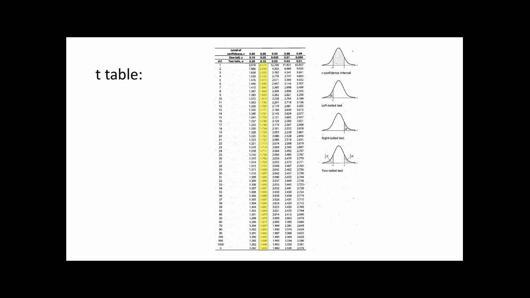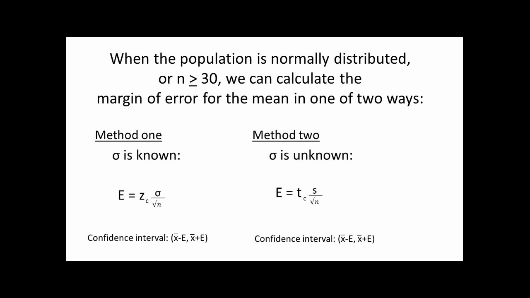Once you have your critical z-score, or critical t-score, it should be straightforward to calculate your margin of error, and then to construct your confidence interval. The low end of the interval is x bar minus E, the upper end is x bar plus E.